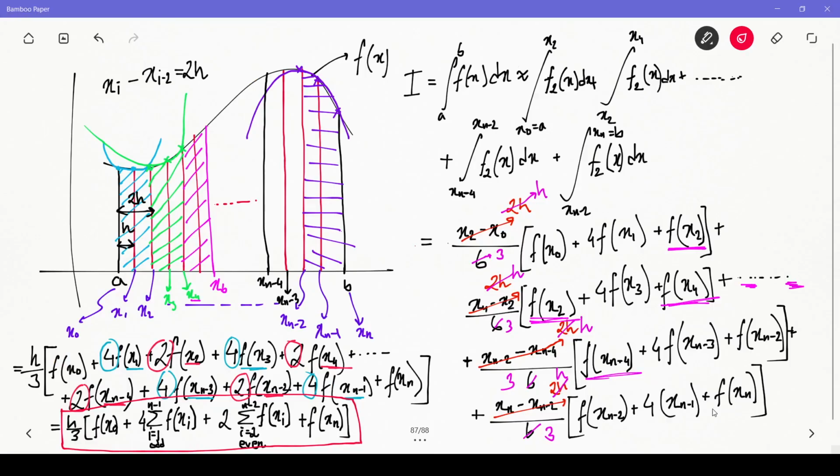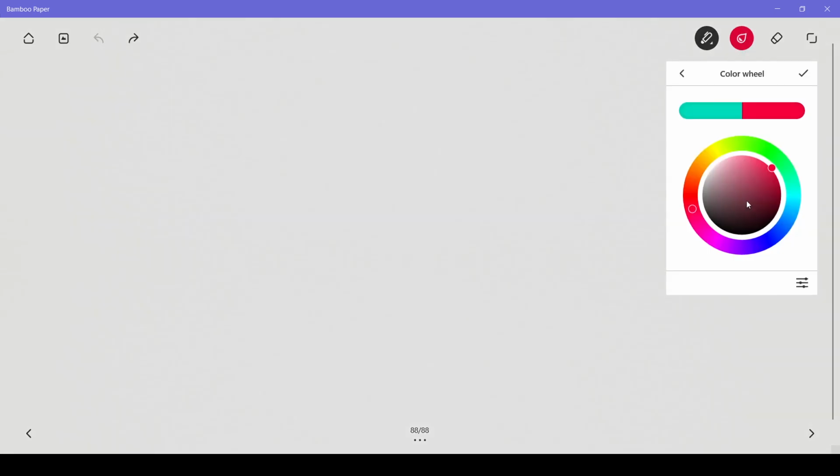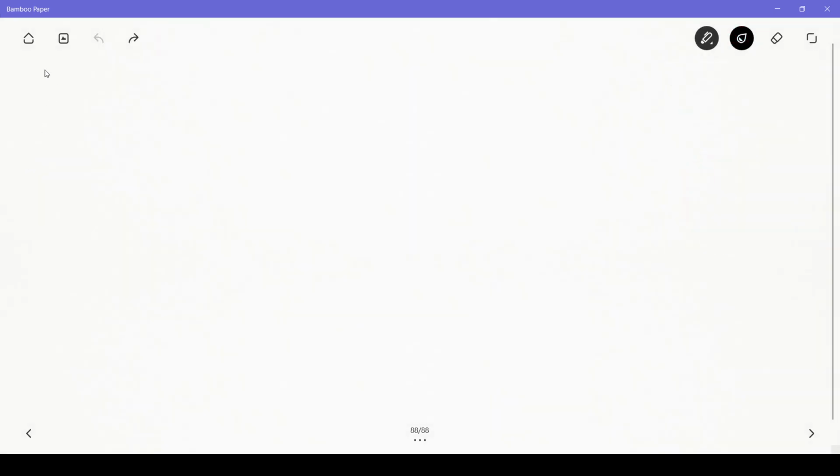Okay, so let's go to the next page. I'll try to draw the figure here a bit smaller because it takes up a lot of space, as we have seen from the last page. Let's draw another similar figure, but this time we'll be using the multiple-segment Simpson's 3/8 rule.